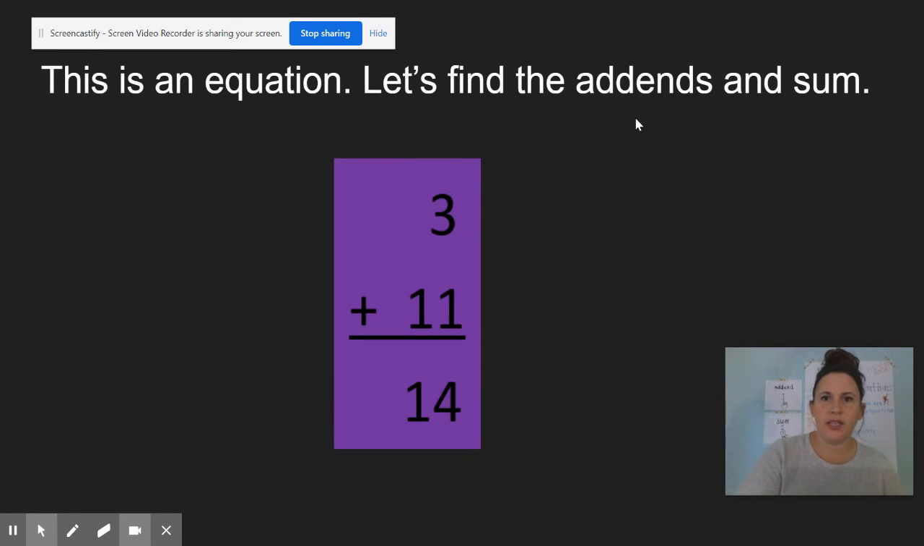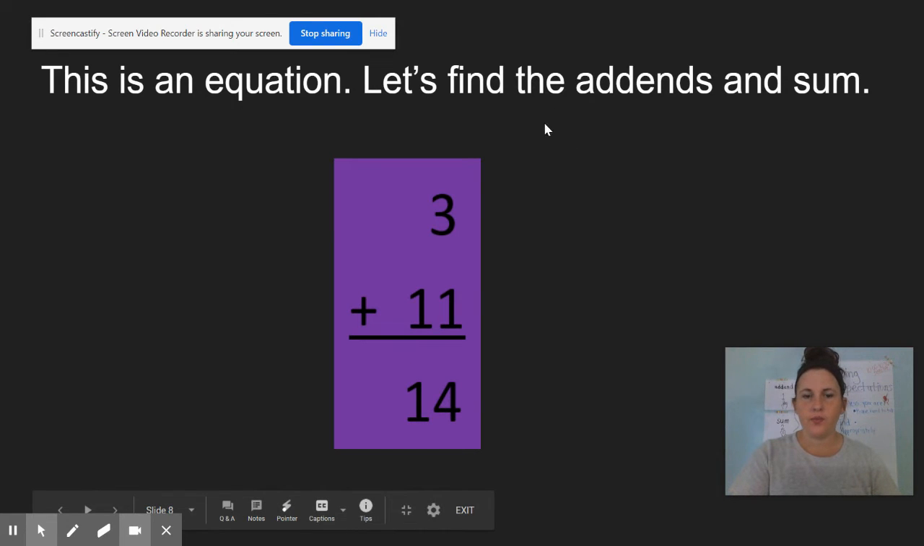All right. Now this one is called vertical. I just say up and down because vertical is more of an end of second grade word, but you can use vertical if you want. It's just the equation written up and down, so it looks different. These two numbers are addends. They're added together. And then this straight line is actually your equal symbol, and the sum will be below it.